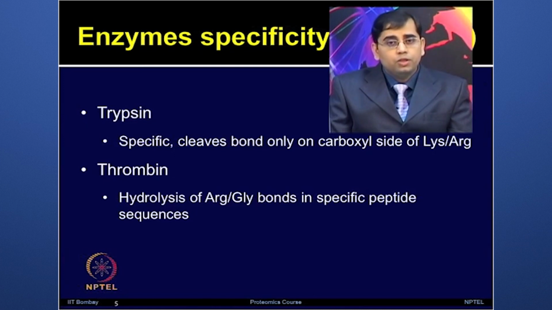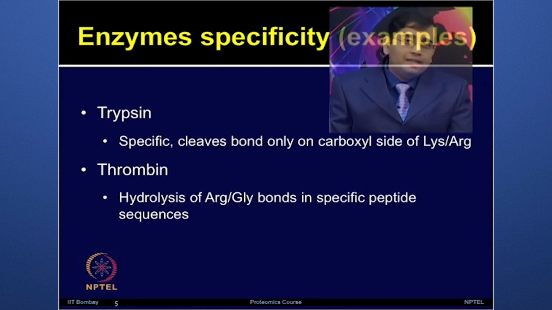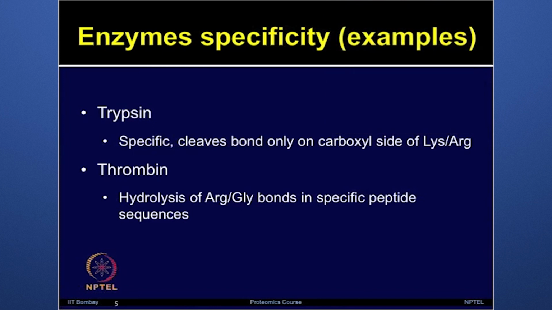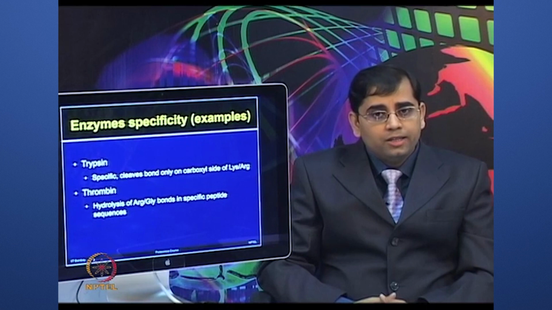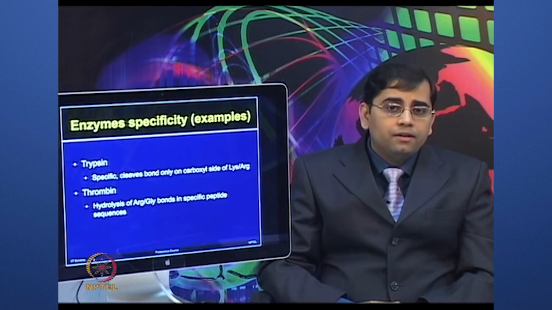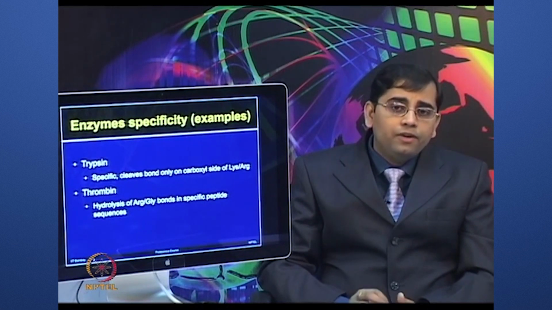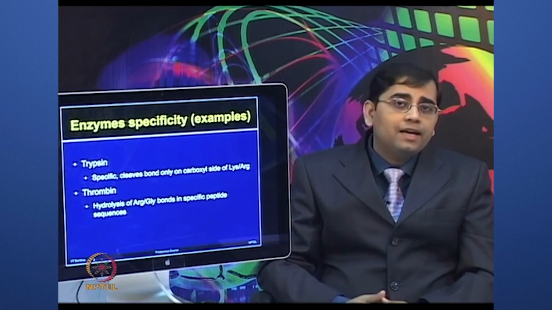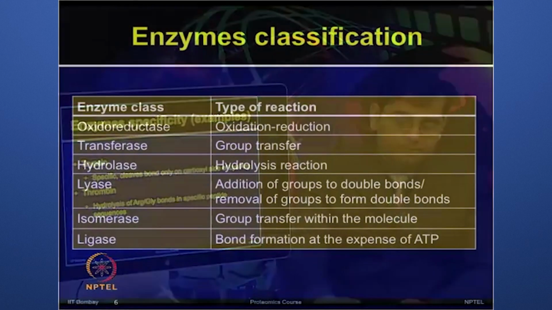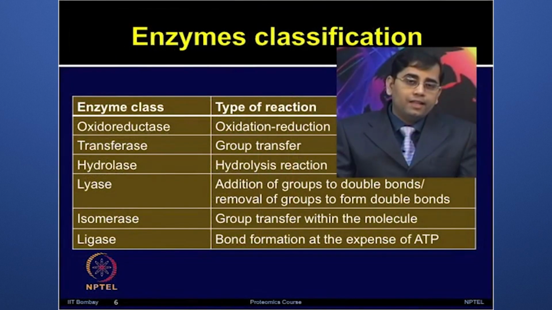Another enzyme, thrombin, which participates in blood clotting. It is even more specific than trypsin. It catalyzes hydrolysis of arginine glycine bonds in a very specific peptide sequence and therefore offers high specificity. There are 6 major classes of enzymes which are grouped according to the type of reactions they catalyze.